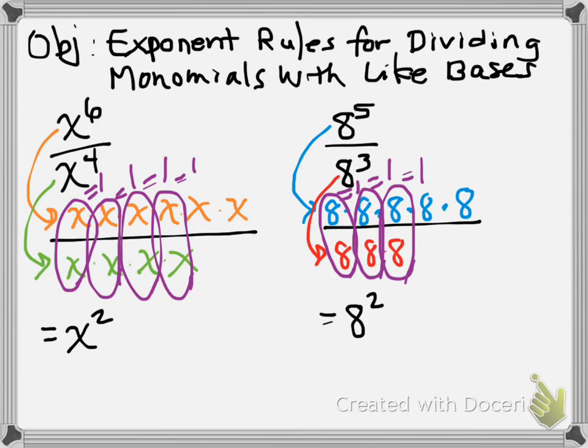You start off really well. When dividing monomials with like bases, what ended up happening with the exponents? You subtracted them. Very good. So that's our rule.